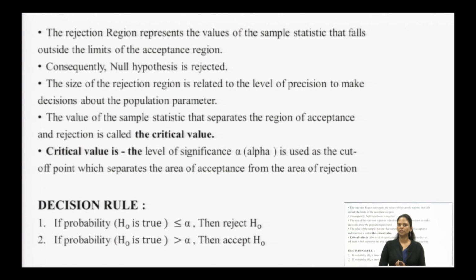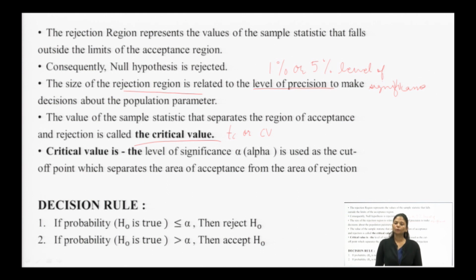The size of the rejection area is related to the level of precision used to make the decision about the population parameter. This level of precision either has to be 1% or 5% level of significance. The value of the sample statistic that separates the region of acceptance and rejection is called the critical value, written either as TC or just CV.